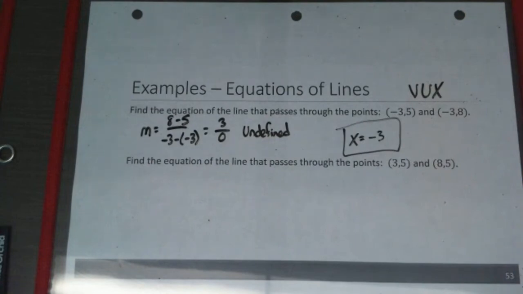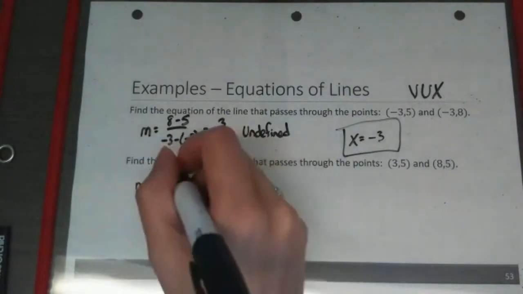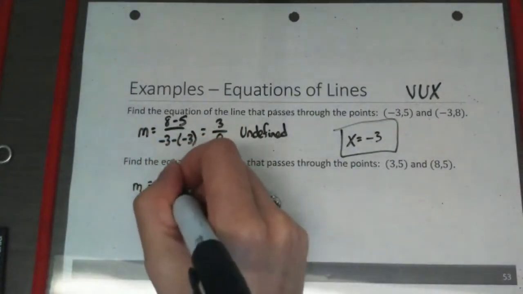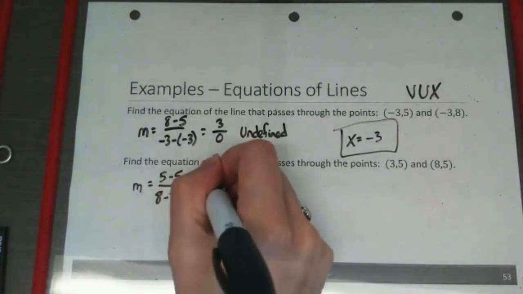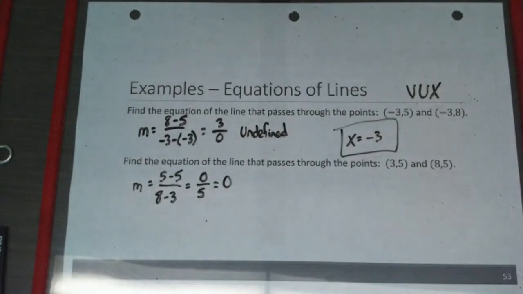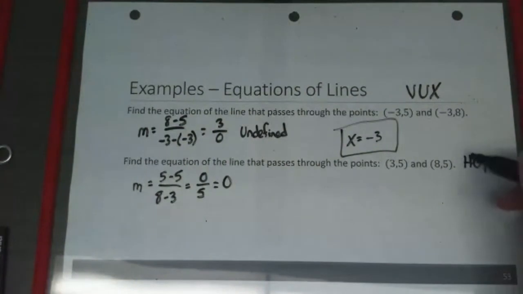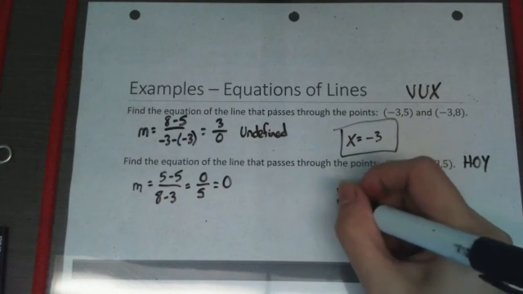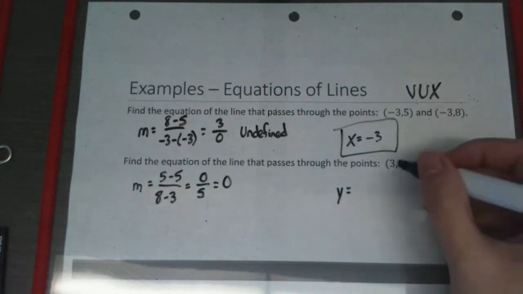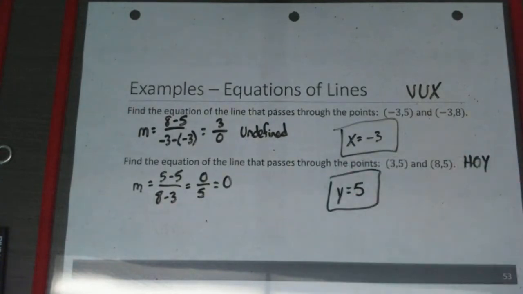You probably won't be too surprised by the next one. We want to find the equation of the line that passes through the points (3, 5) and (8, 5). So starting with my slope, I will have 5 minus 5 over 8 minus 3, which is 0 divided by 5, which is 0. If we have 0 slope, then we are in the HOI of VUX-HOI. Horizontal lines have a slope of 0, and their equations are y equals a number. If you look at my two points, both of them have a y value of 5. So our equation is y equals 5.